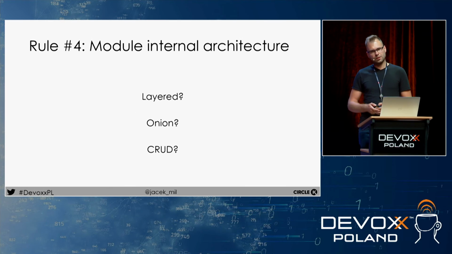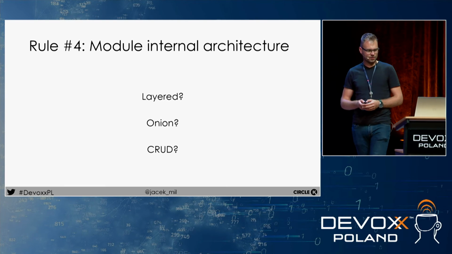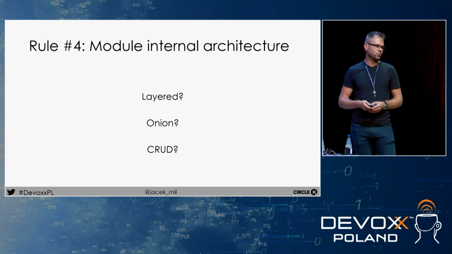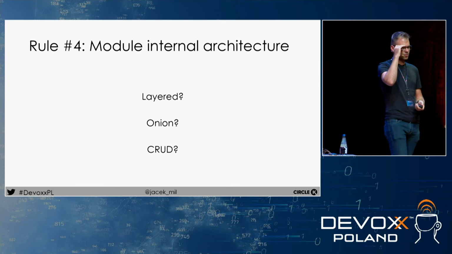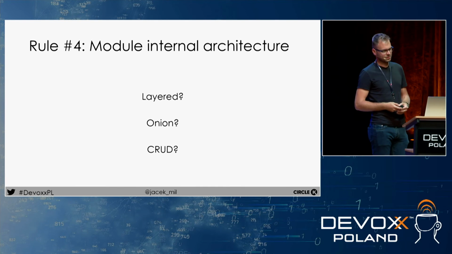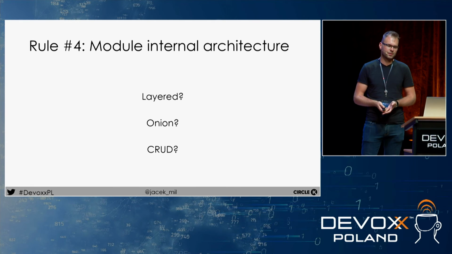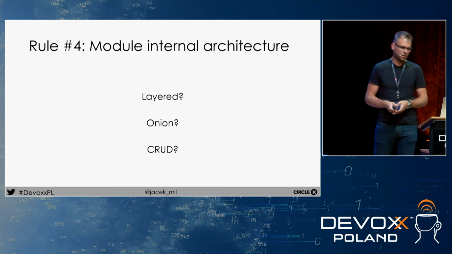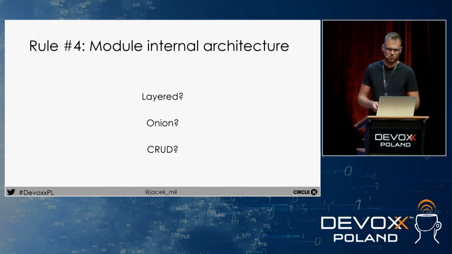Rule number 4, which we keep for the future, is the internal module architecture. But why do we keep it for the future? It's because we don't know what the internal module architecture should be. And I think that we don't have one valid architecture for every module. This is why probably it will never get implemented, because the benefit of modularity is that you can have a different architecture in each module. So we are probably not going to enforce one architecture for every module.